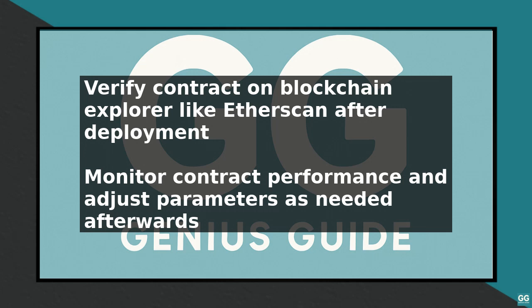protocols, thoroughly testing the contract in a development environment before deploying to mainnet, and monitoring the contract's performance and adjusting parameters as needed. By following these steps and adhering to best practices, developers can successfully deploy Uniswap SDK contracts and leverage the power of the Uniswap protocol in their applications. With this guide, you now have a comprehensive understanding of the process and can proceed with confidence.